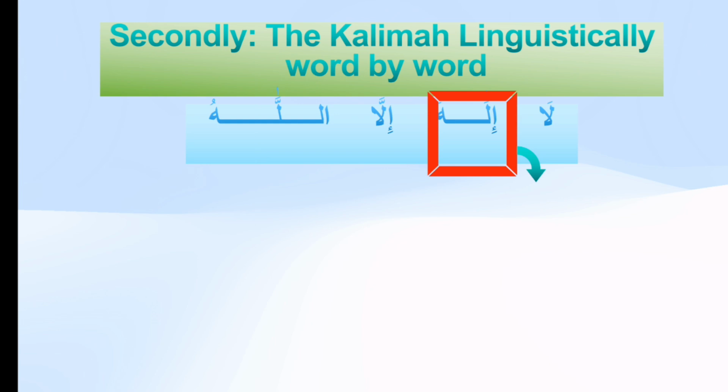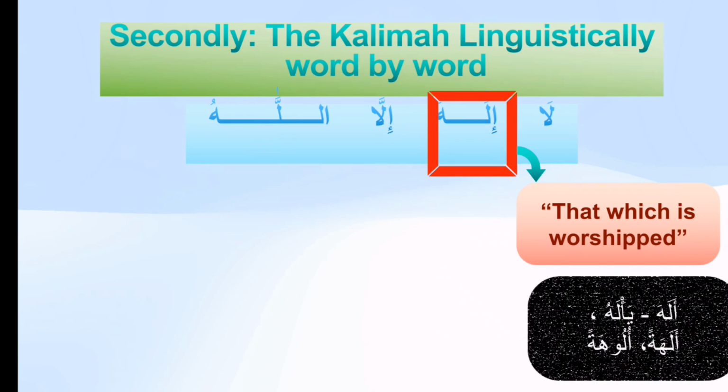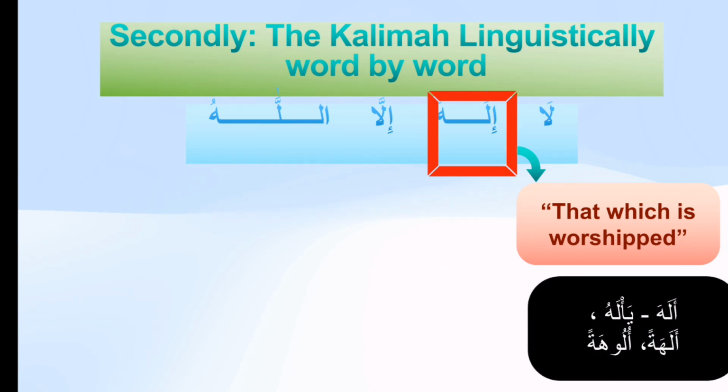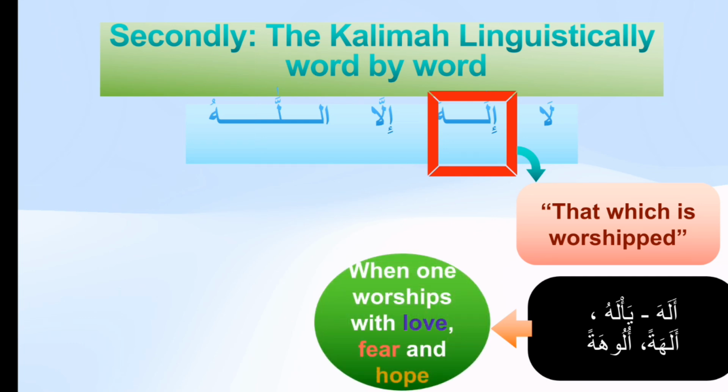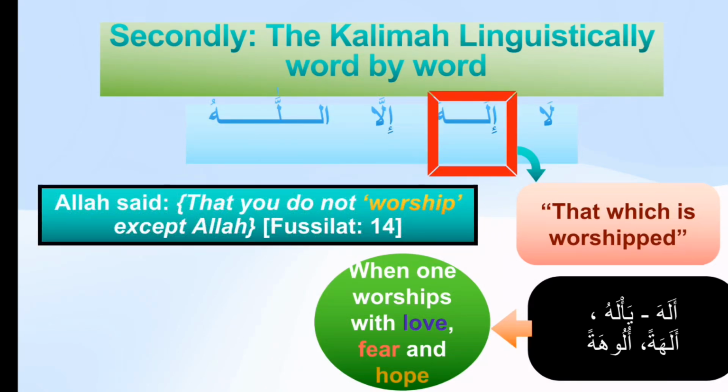The next word is ilah. So this word means that which is worshipped. Okay, it's derived from the Arabic alaha ya'lahu, the verb, alahatan uluhatan, the verbal noun. So this is where the word comes from, and it means when one worships with love, fear, and hope. And Allah says in the Quran, "Allah ta'budu illallah" in Surah Fussilat, meaning they do not worship except Allah.